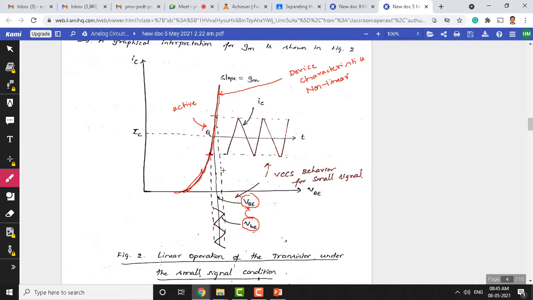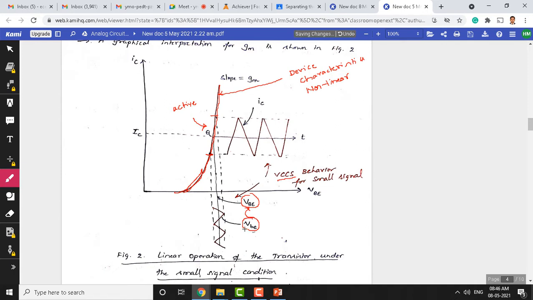that a small change in VBE makes a big change in the current, because the transconductance relates output current and input voltage. So this is a voltage controlled current source. We are applying input as a voltage, and output we are getting as a current here. That's why this circuit can be called VCCS behavior. The BJT behavior here can be called VCCS behavior. VCCS means voltage controlled current source.